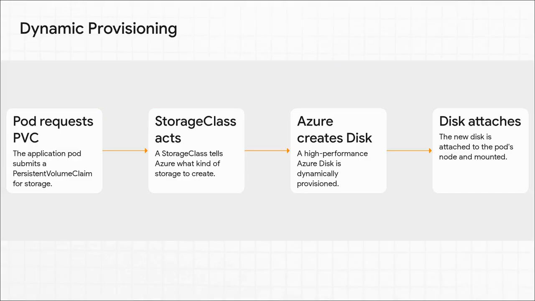And what you're seeing here is a perfect example of what we call dynamic provisioning. It's awesome. Our database pod just asks for storage with a PVC. The cluster sees that claim and uses something called a storage class. Think of it like a recipe to tell Azure exactly what kind of storage to spin up. In this case, a premium high-performance disk. Azure creates it, attaches it to the right node, and boom, the pod mounts it. It's a completely seamless, automated flow.